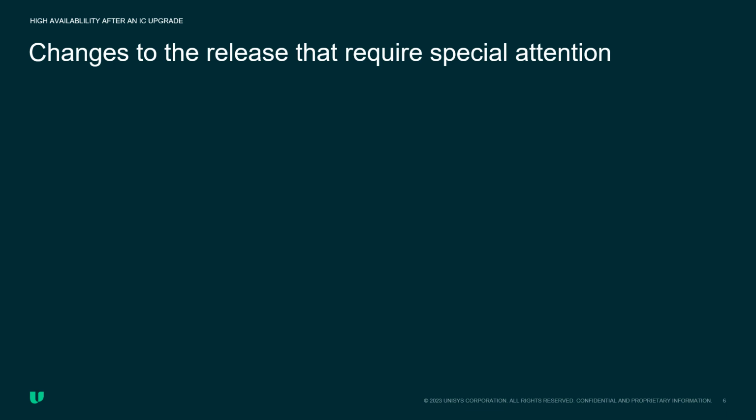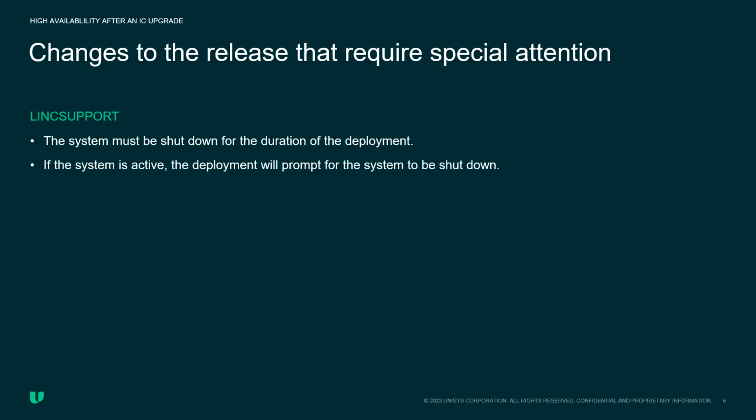Changes to the release that require special attention. For changes to link support, the system must be shut down for the duration of the deployment. If the system is active, the deployment will prompt for the system to be shut down. Shutting the system down while a new link support library is installed prevents duplicate copies of link support in the mix, which will cause the system to hang.